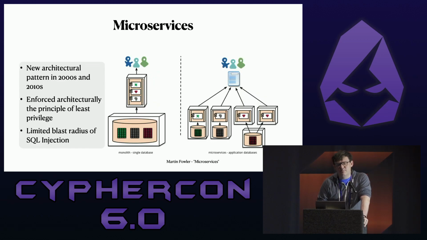Moving on, microservices. Microservices was a new architectural pattern for software architecture that started in the 2000s, 2010s. And instead of having one giant application, one huge database behind it, where the order history table is right next to the user preferences table, we instead have a number of small applications, each with their own databases. And what this does is, because the user preferences are in tables in a separate database from the order history, it prevents the access from reaching it. So this is essentially enforcing architecturally the principle of least privilege, and this limits the blast radius of SQL injection.